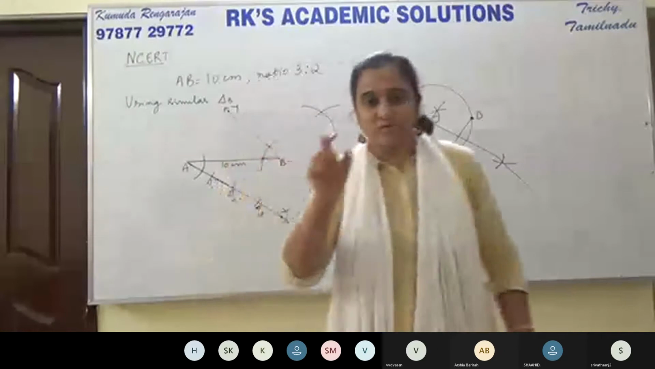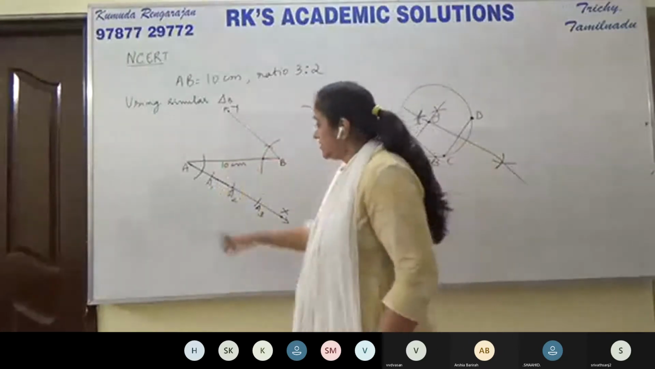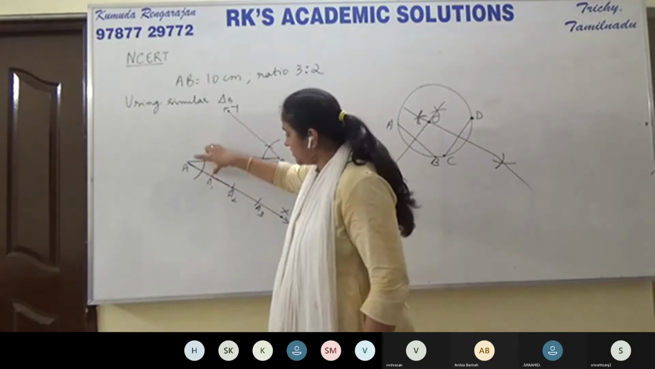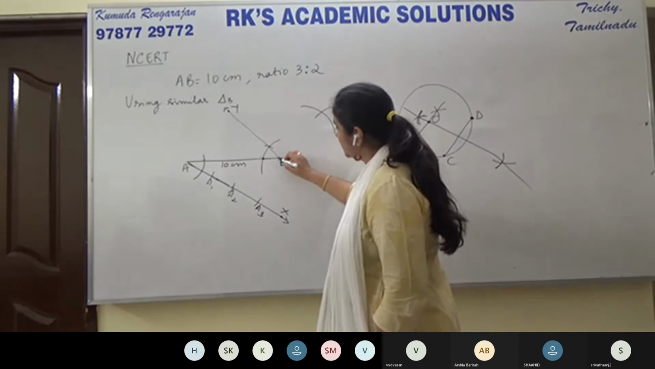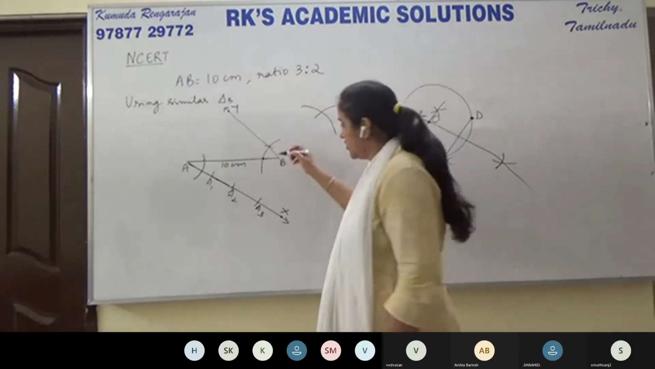We need to make 5 arcs with the same radius. Don't disturb the radius. Don't change the radius. Okay, so whatever radius you had taken earlier, now cut 2 arcs here with B as center. On the ray BY, you should locate 2 points, B1 and B2.